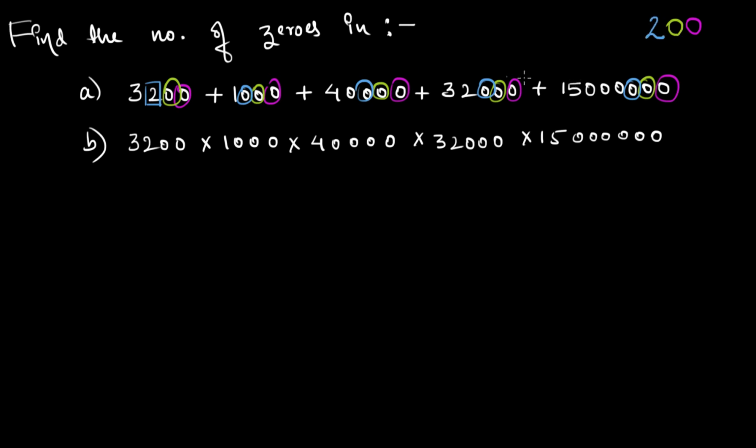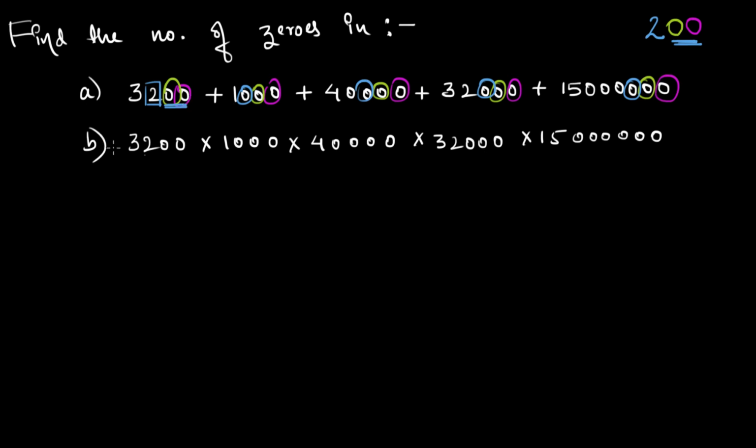So I can say that at the end of this value I'll have the minimum possible number of zeros that I have in all the components present here, that is just 2 zeros, because this 3200 has 2 zeros in it, which is the minimum number of zeros in all the given numbers we need to add. So I can clearly say that this whole addition, this total sum, will have just 2 zeros at the end. So we just pick out the minimum number of zeros at the end of all the numbers that we need to add up.